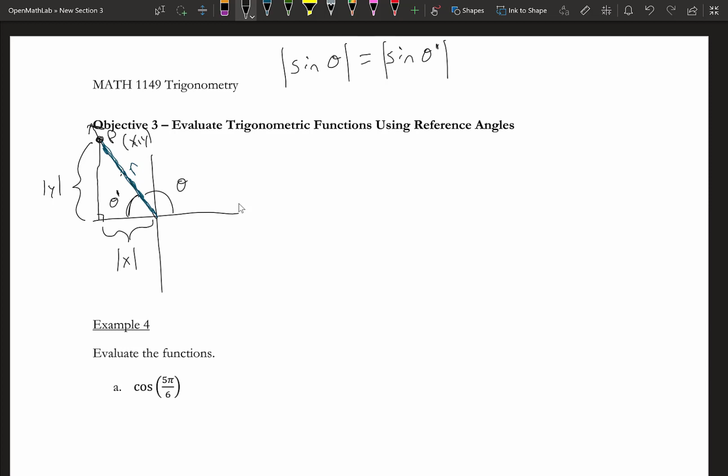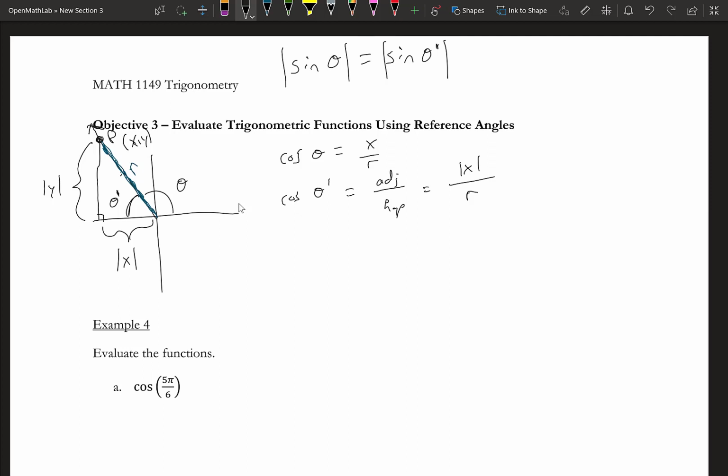If we think about cosine of theta, that's going to be equal to x divided by r. We don't have to worry about the absolute value of x because I'm evaluating at theta. But cosine of theta prime is equal to the adjacent side over the hypotenuse of this right triangle I drew, which is the absolute value of x divided by r. So notice cosine of theta prime is always going to be positive, where cosine of theta could be positive or negative, or maybe even 0, depending on where theta is.